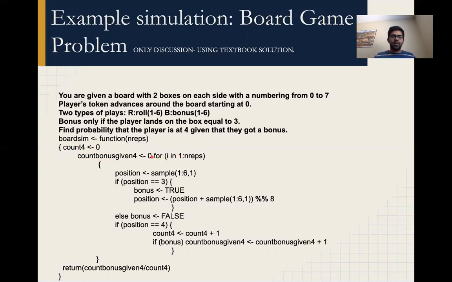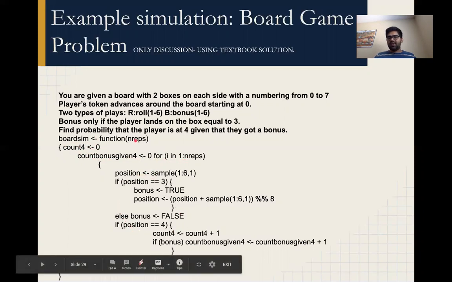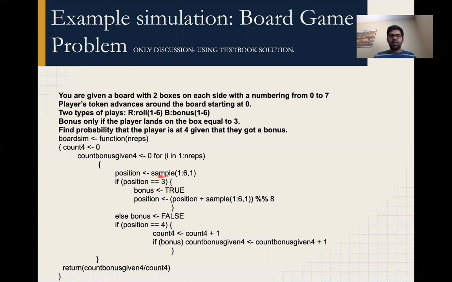This loop runs for nreps times, that is, the number of repetitions. I get a sample that is just one value, the position from 1 to 6. If the position is 3, I get the bonus, which is true. Then I sample again, this is the bonus turn here. I was at 3, I got the bonus; did I get 1 or not? This is modulo 8, so this is a modulus.